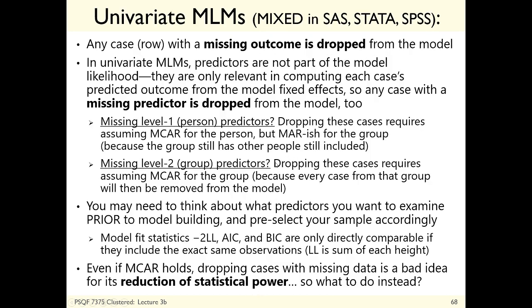Just know that if you have missing any level 2 predictors, the whole group is gone. If you're missing level 1 predictors, only that person is gone. And so in terms of the type of missingness inference that you can make, it's different across level 1 and level 2 for that reason.